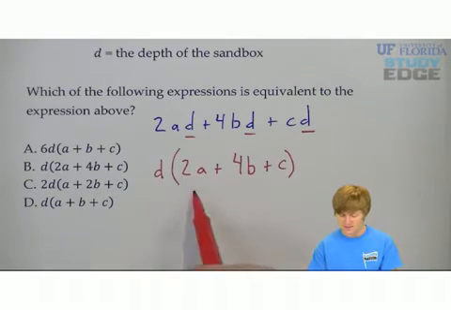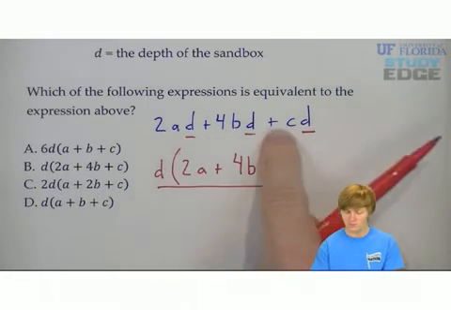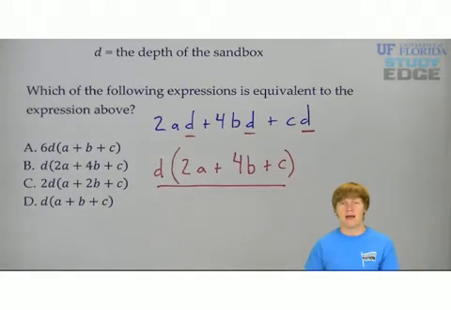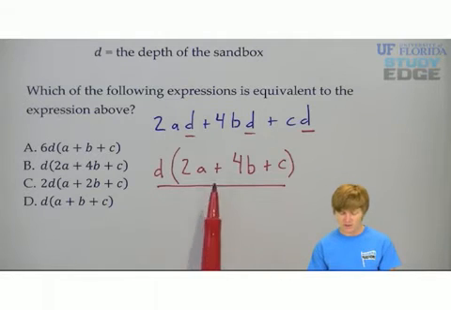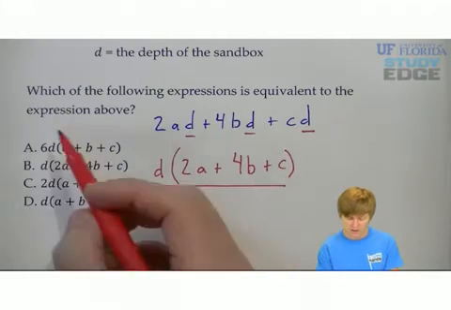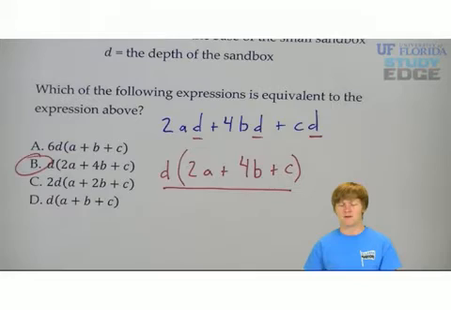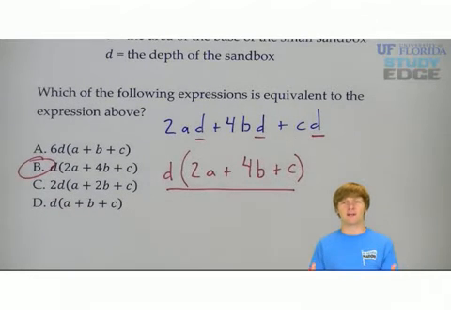All right, so now this is the factored form of the original expression that we had. So we take a look at our answer choices. We see that the answer that we have right here looks like answer choice B. So that's what we would bubble in, and we got that one right.